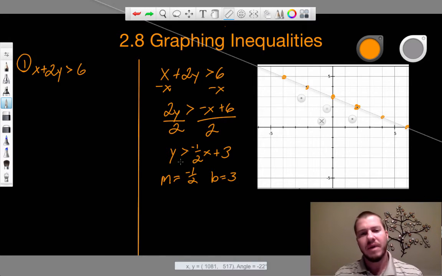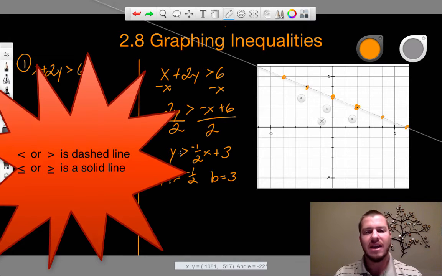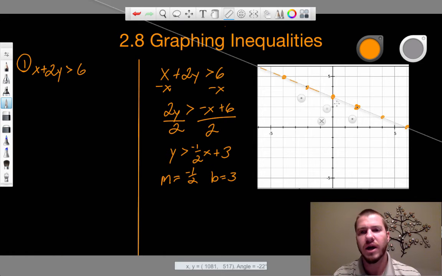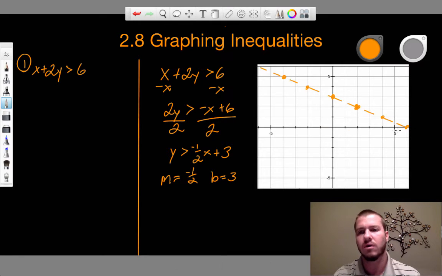Anyways, so because this is not equal to, it means it's going to be an open line, which basically is just going to be a dashed line. It's not a straight filled in line. When it's dashed, that's the same thing as having an open circle.